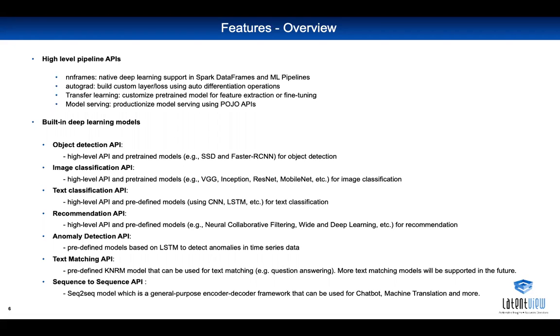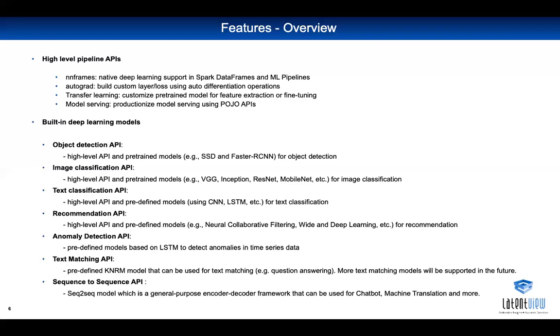And as part of image classification as well, they provide MobileNet and ResNet models, which really need a very big amount of data to be trained on. For text classification, it can leverage CNN and LSTM models. The same goes for the recommendation API and anomaly detection. For recommendation, neural collaborative filtering, and for anomaly, LSTM again. And these are newly introduced APIs, like the text matching API and the sequence to sequence API.